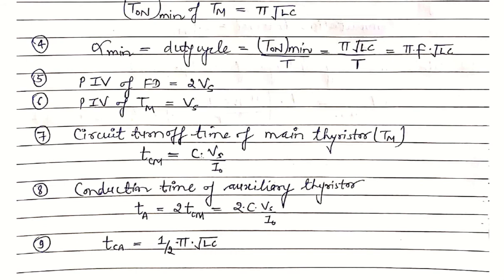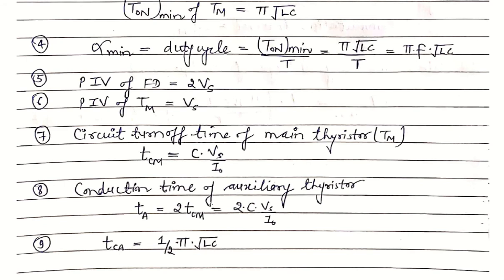It will be given as C into Vs divided by I naught. Vs will be the reverse voltage. This amount of reverse voltage will be applied to the main thyristor. So from C dV by dt, by the formula we can easily calculate this circuit turn off time, C Vs divided by I naught.